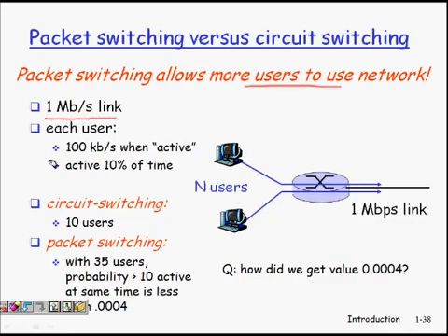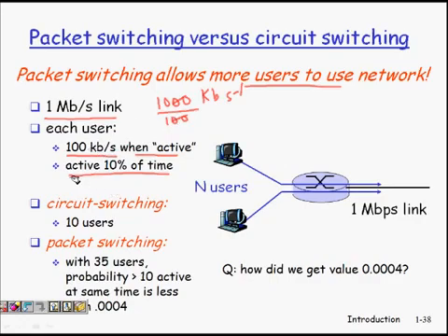So there is a 1 Mbps link. Now let's say each user uses 100 kbps when they are active. But we also have one more point, that they are active only 10% of the time. So if we were allocating dedicated resources, 1 Mbps is 1000 kbps. Now one user requires 100 kbps, so dividing by 10, this link could have been used by only 10 persons.